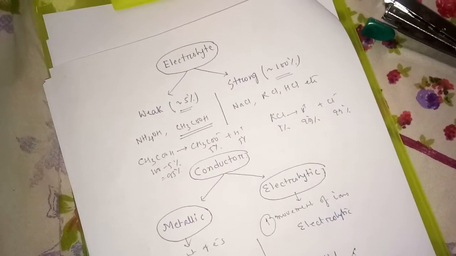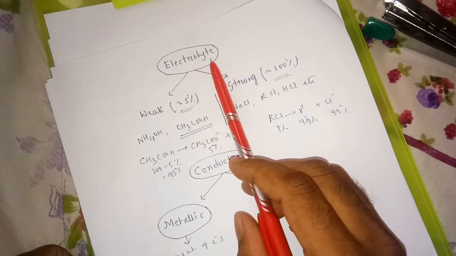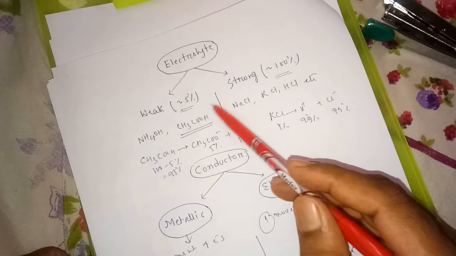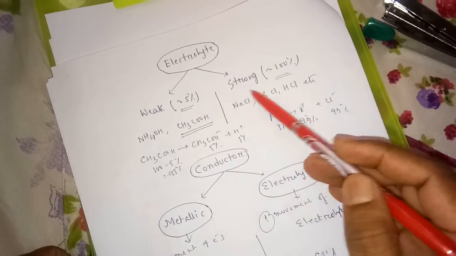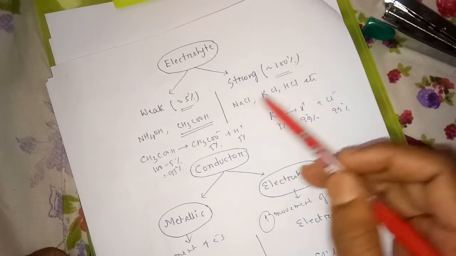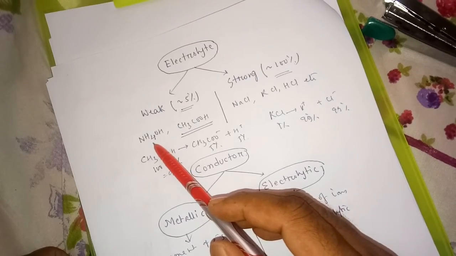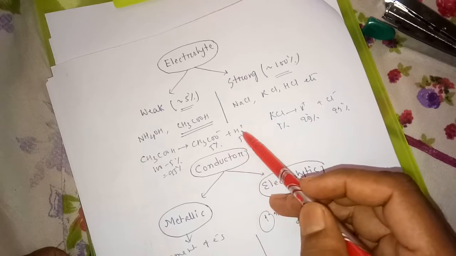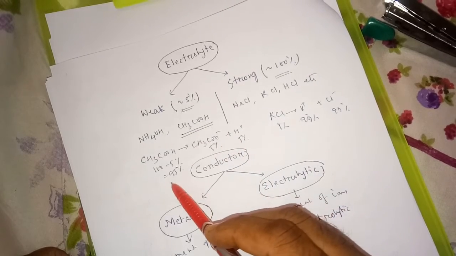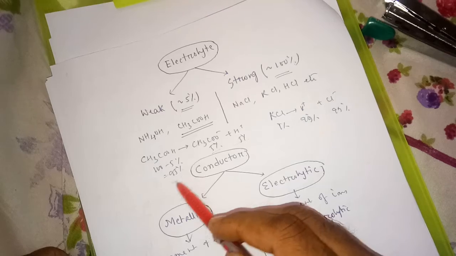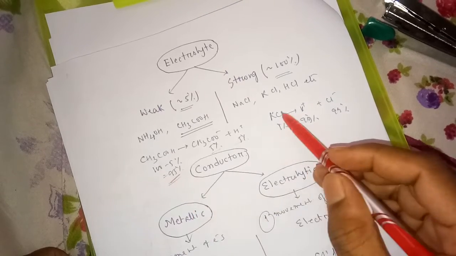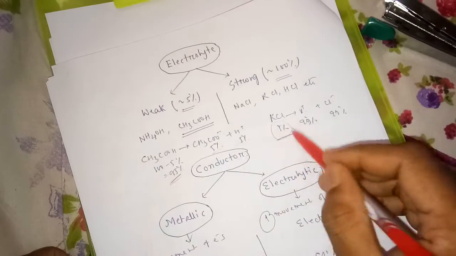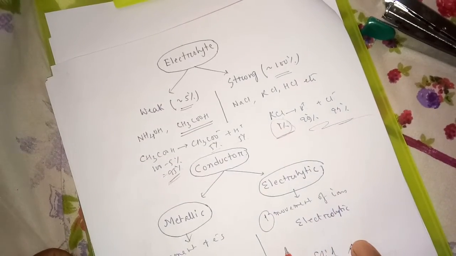Next topic we are taking is electrolyte. Now electrolytes are divided into two types: one is weak electrolyte, one is strong electrolyte. Weak electrolyte has dissociation of nearly 5%, strong electrolyte dissociation nearly 100%. Weak electrolytes are such as NH4OH, CH3COOH; CH3COOH dissociates to CH3COO negative plus H positive. So a weak electrolyte dissociates nearly 5%, 95% remains in undissociated form. For a strong electrolyte, KCl is considered, K positive, Cl negative. 1% is left, 99% is dissociated.